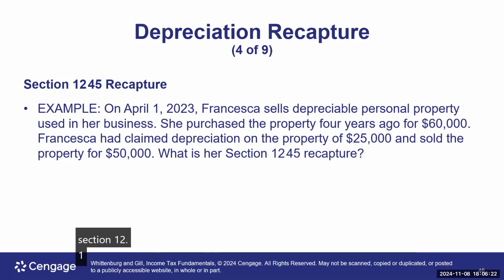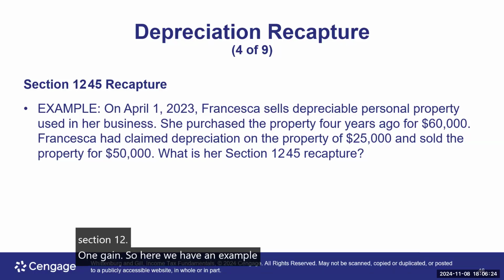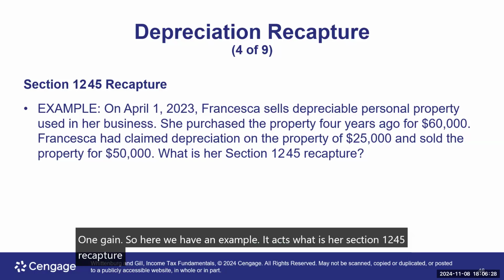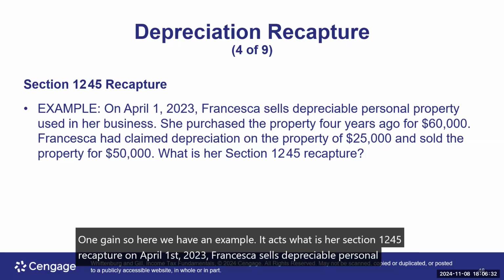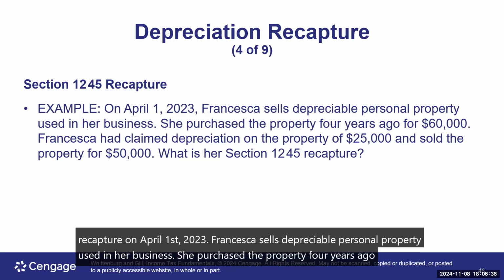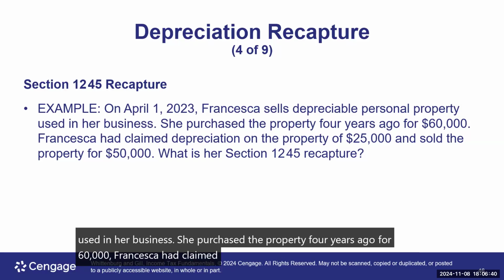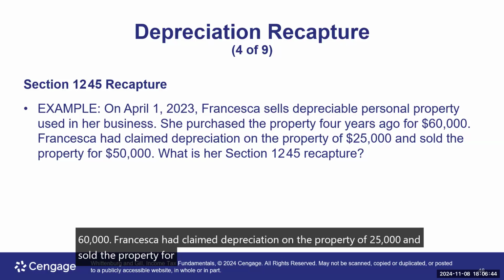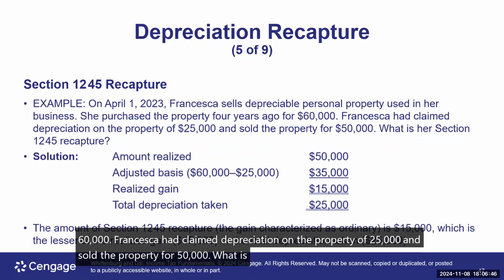So here we have an example. It asks, what is her section 1245 recapture? On April 1st, 2023, Francesca sells depreciable personal property used in her business. She purchased the property 4 years ago for $60,000. Francesca had claimed depreciation on the property of $25,000 and sold the property for $50,000. What is her 1245 recapture?